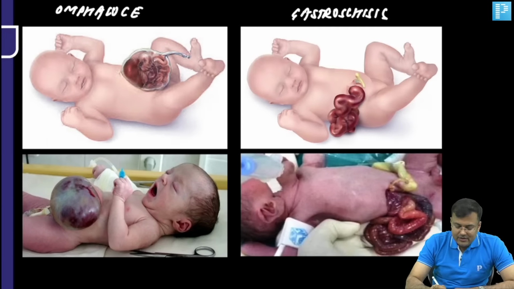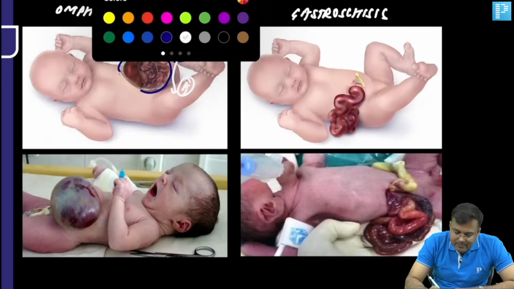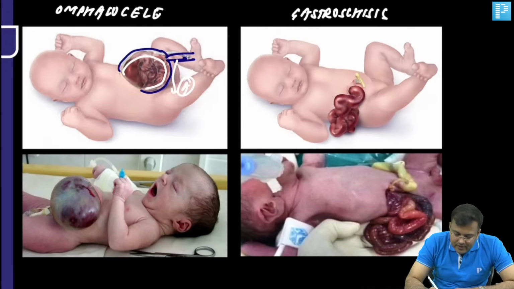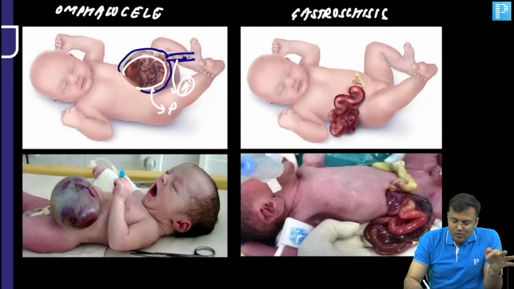Gastroschisis, guys. You know that in omphalocele, the bowel is covered by two layers. Which one is the outer layer? The outer layer is amnion, and the inner layer is peritoneum. How to remember? Peritoneum is in, so the mnemonic is PIN.